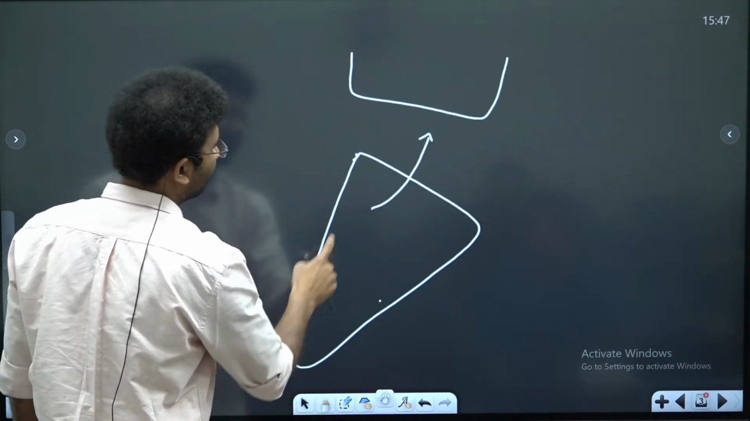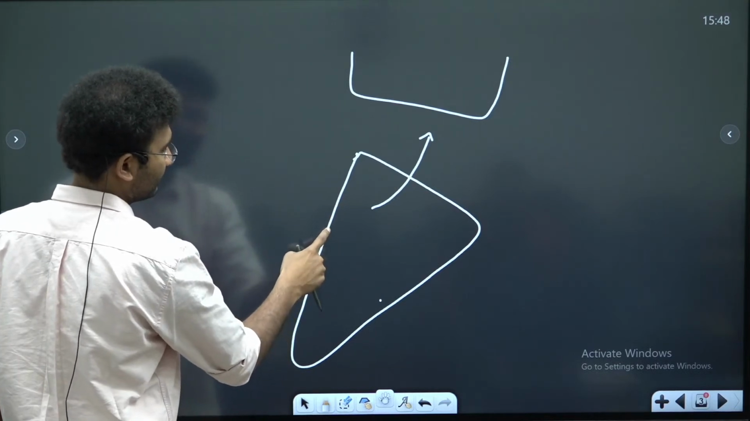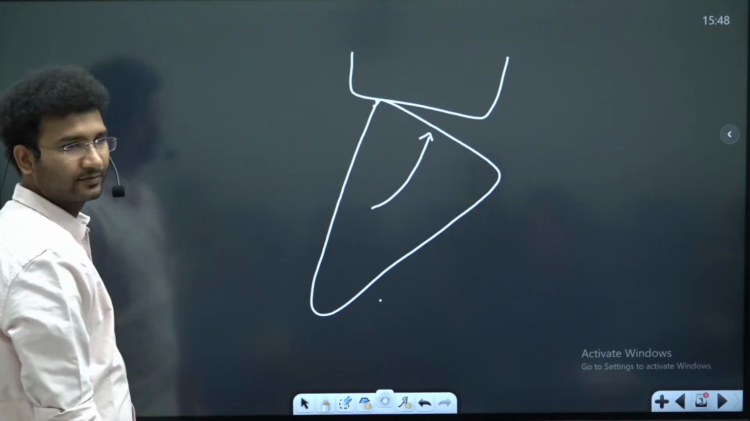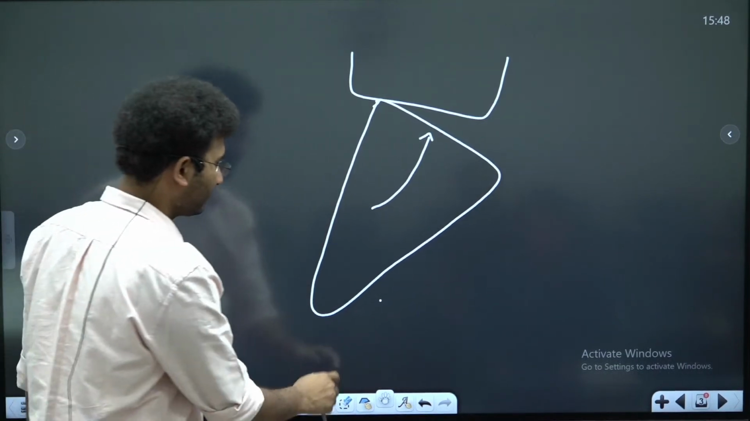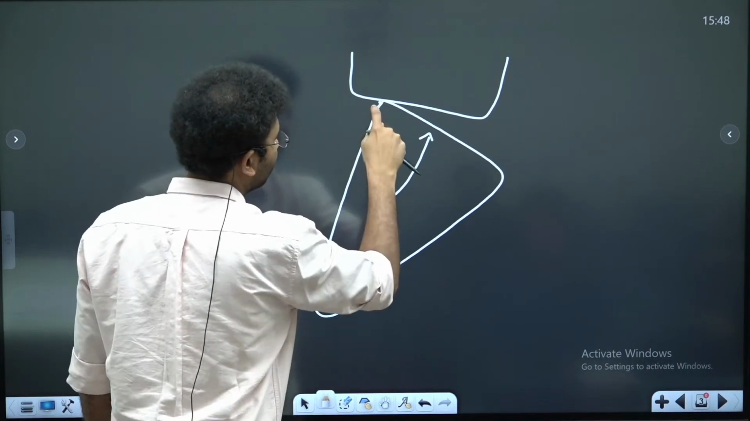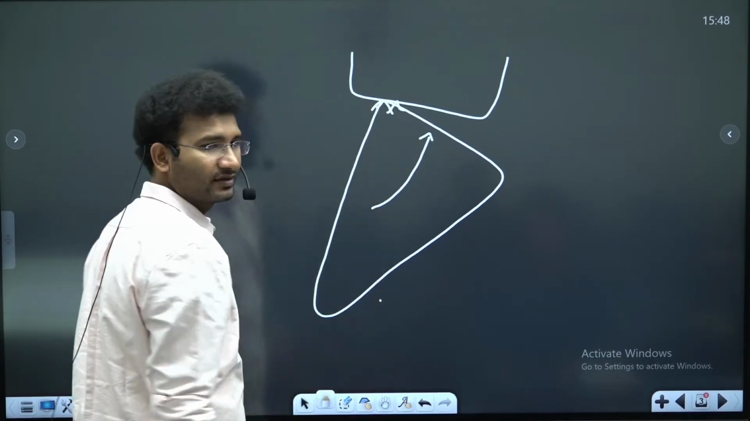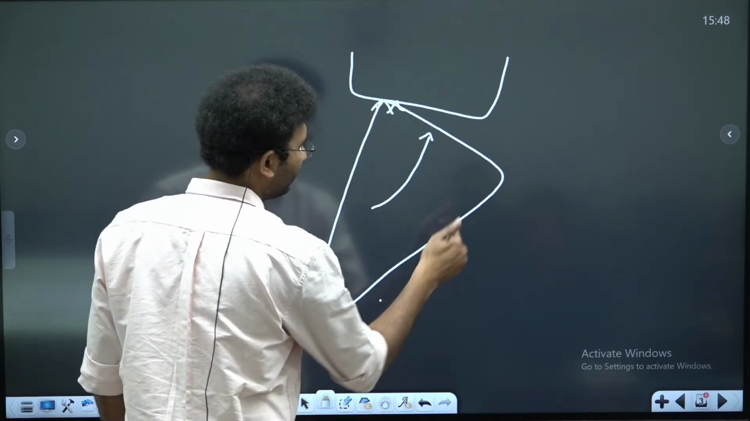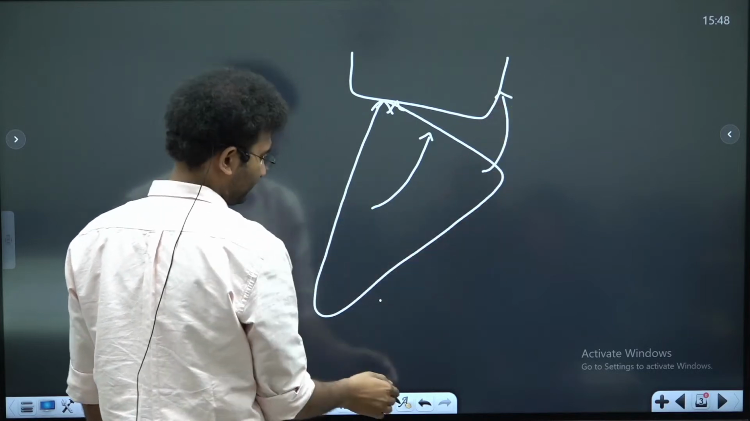The first contact of India, it's like this. India went and struck here, right? And here there was bending that took place. The bending is that there were syntaxial bends, right? After that, slowly the Indian plate started to move in this direction.